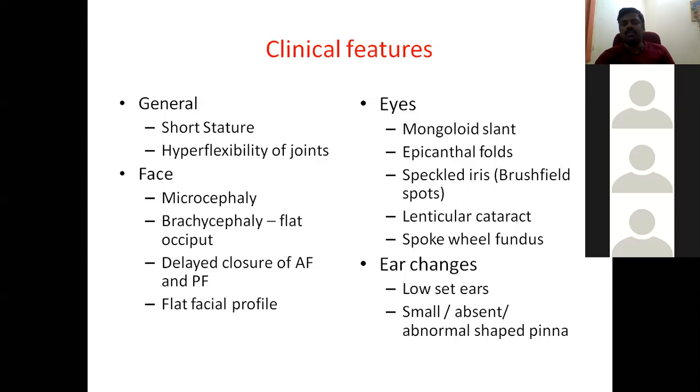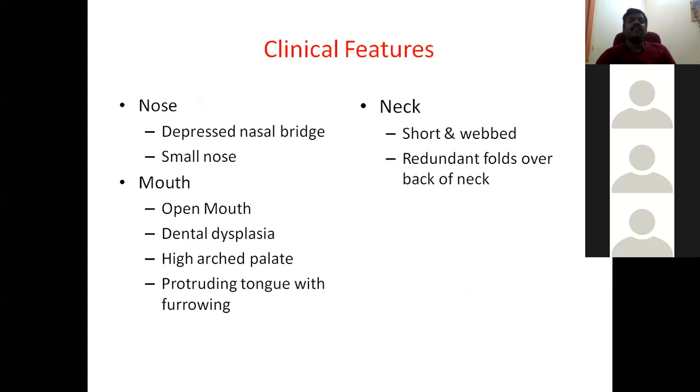Low set ears means, when you draw a line from the outer canthus, one third of the ear must be above this line. If it is not, you call this low set ears. Then in the nose, there may be a depressed nasal bridge. Because the nasal bone is not properly formed, they will have a small nose. The mouth is relatively small, so they will have an open mouth. They are unable to keep the tongue inside, so the tongue is constantly exposed outside.